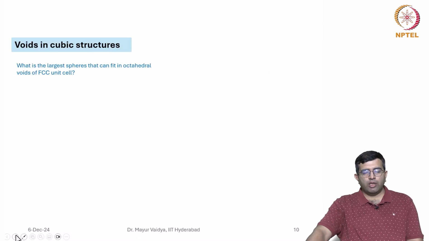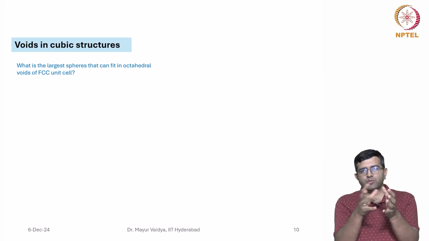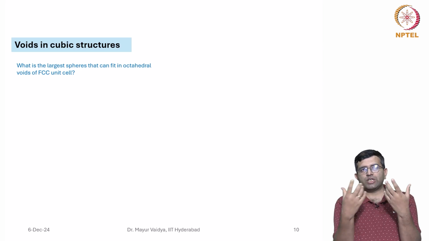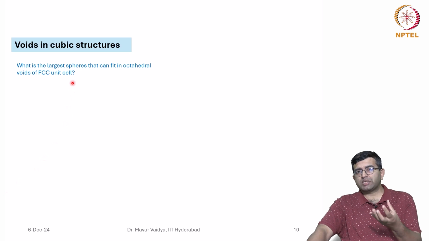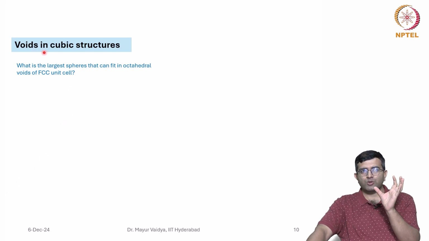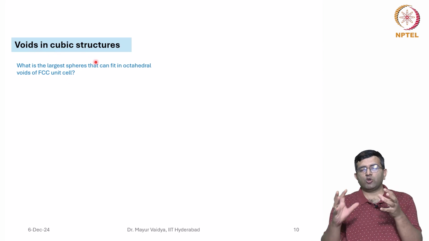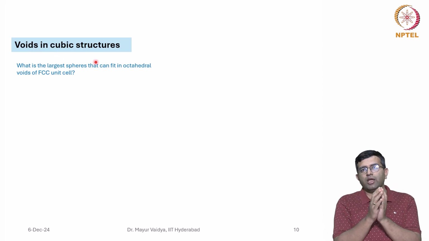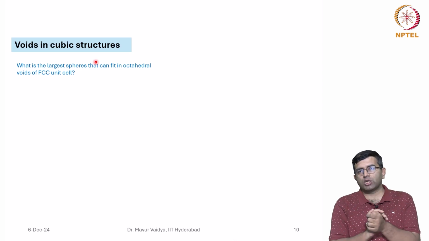Now, when you have a unit cell with atoms occupying it, of course, there will be empty space left out, and those empty spaces are actually very important. These are called voids in these cubic structures. Why is that important? Because when we talk about solid solutions and alloying, the smaller atoms or the smaller alloying elements sit in those voids depending on the size of the void.